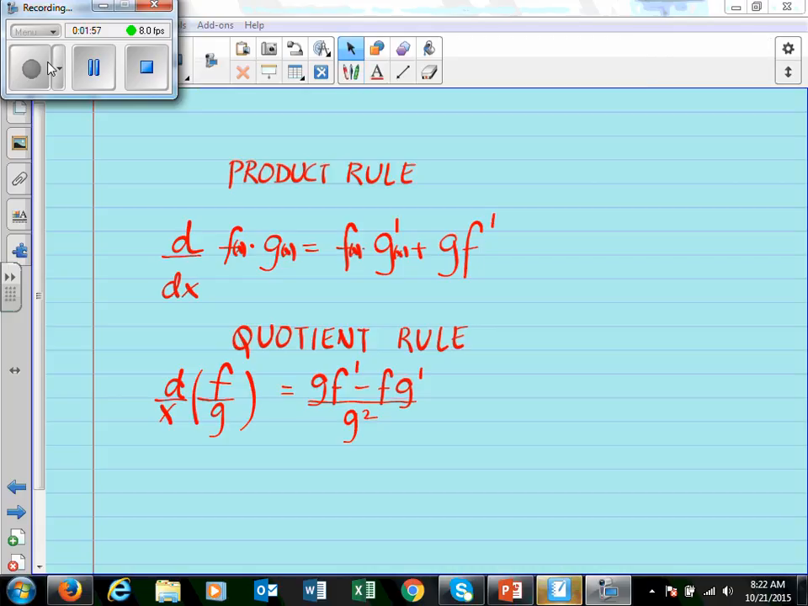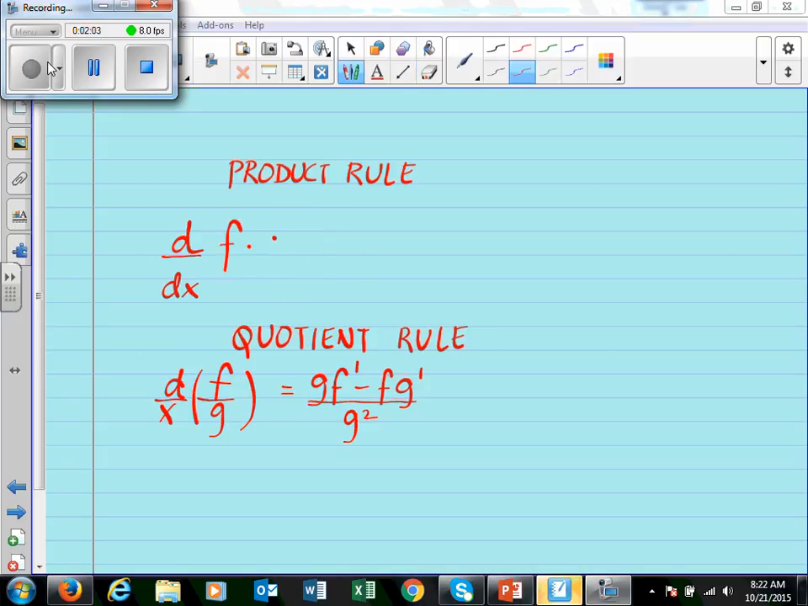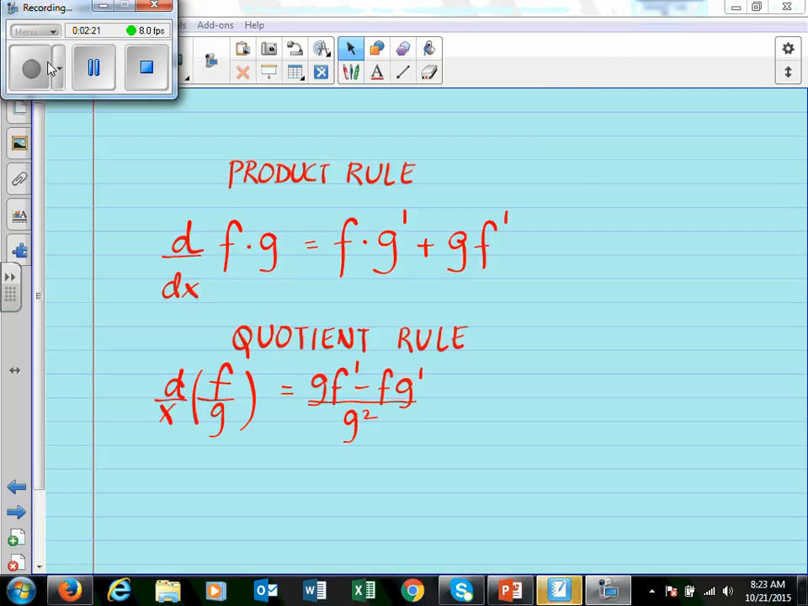So the product rule is, let me rewrite it so you're seeing it clearly. I'm excluding the x's. f times g will be f times g prime plus g times f prime. When you see an example, you'll understand what I'm talking about. So I'll proceed to give you examples so you'll know. Okay. So let's go.